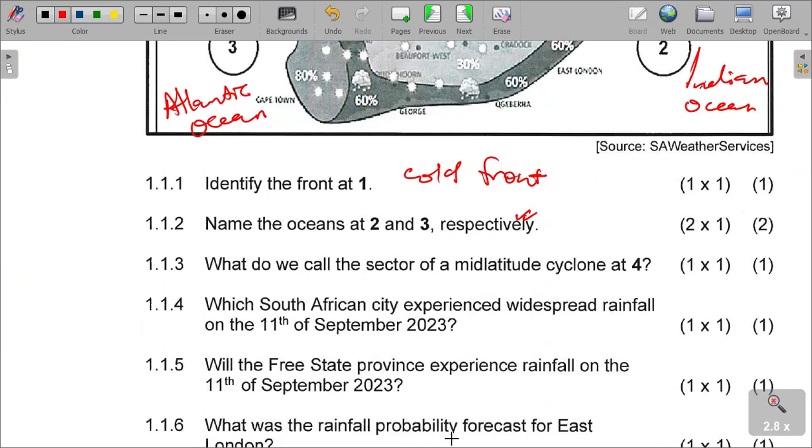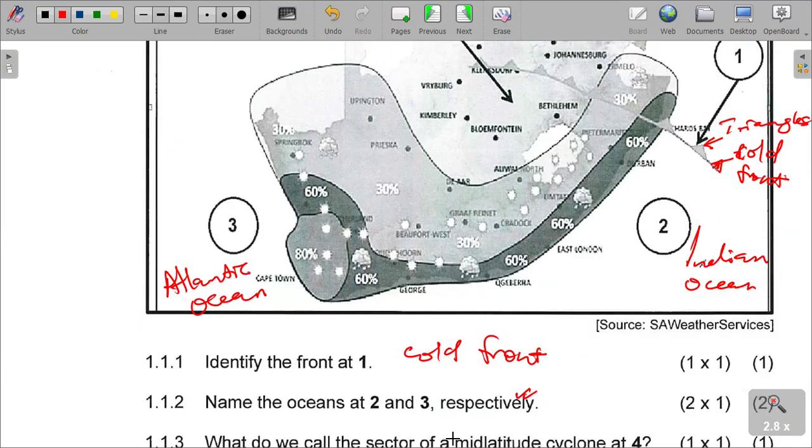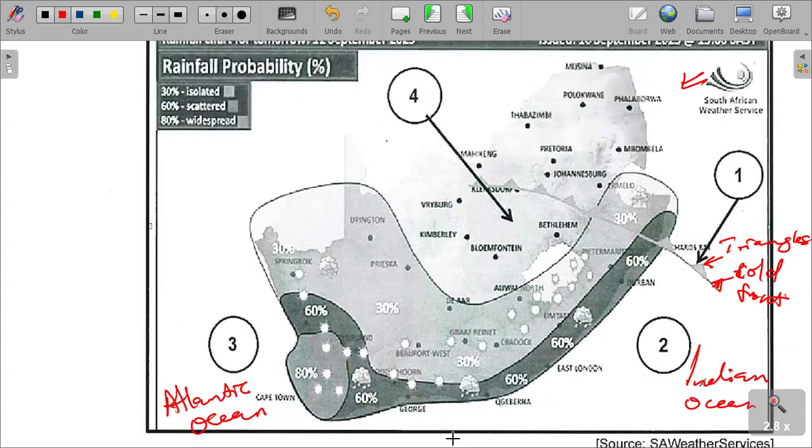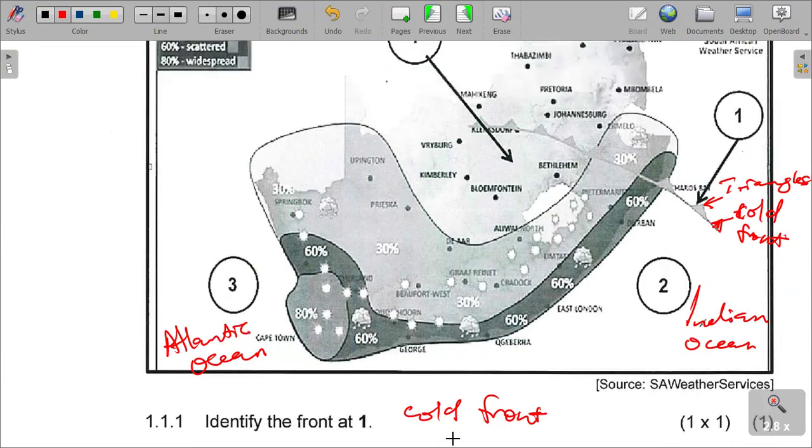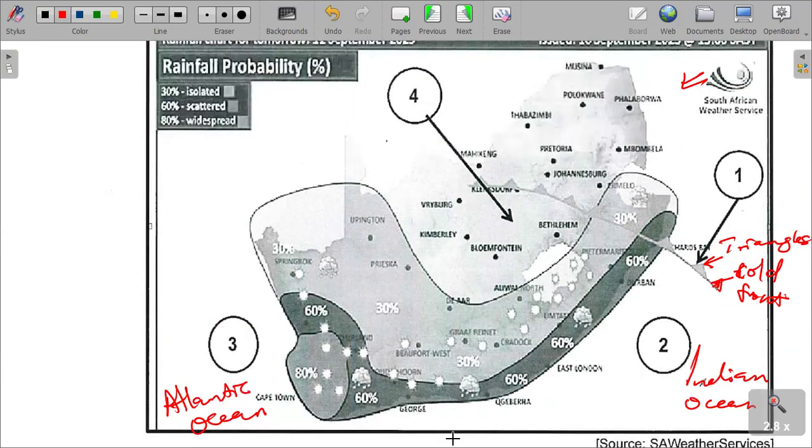What do we call the sector of a mid-latitude cyclone at 4? Let's check where 4 is. What do we call the sector of a mid-latitude cyclone at 4? Let's check at 4. As you can see there, that is what it is.